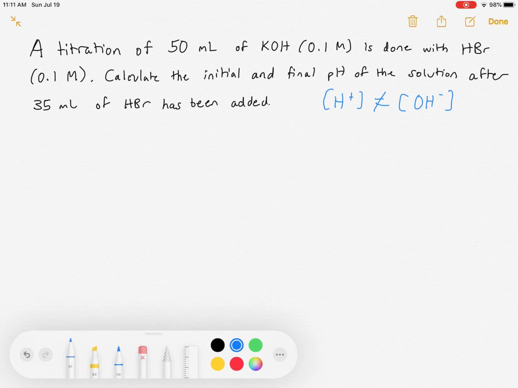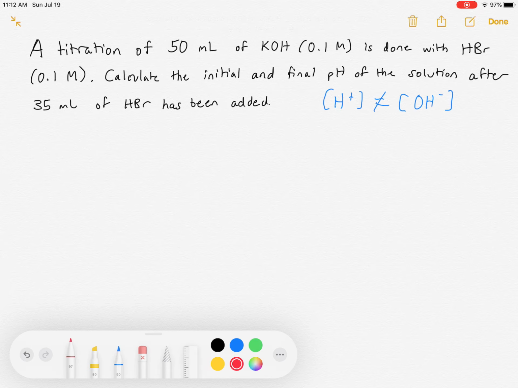So, there was an example like this in the Activity 7 lesson, and we're going to go through this and break it down. A titration of 50 milliliters of potassium hydroxide, 0.1 molar, is done with hydrobromic acid, also with a molarity of 0.1 molar. Calculate the initial and final pH of the solution after 35 milliliters of hydrobromic acid has been added.